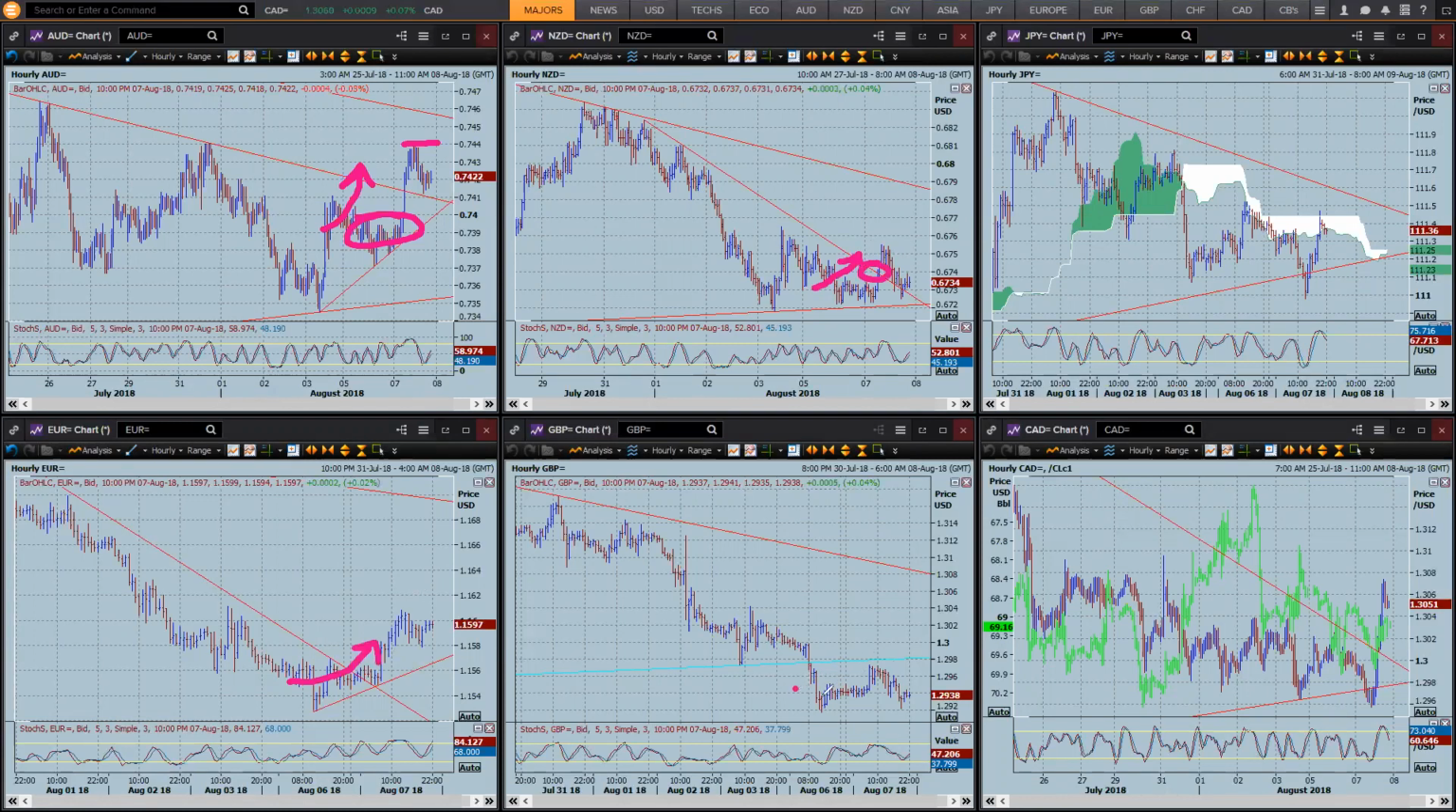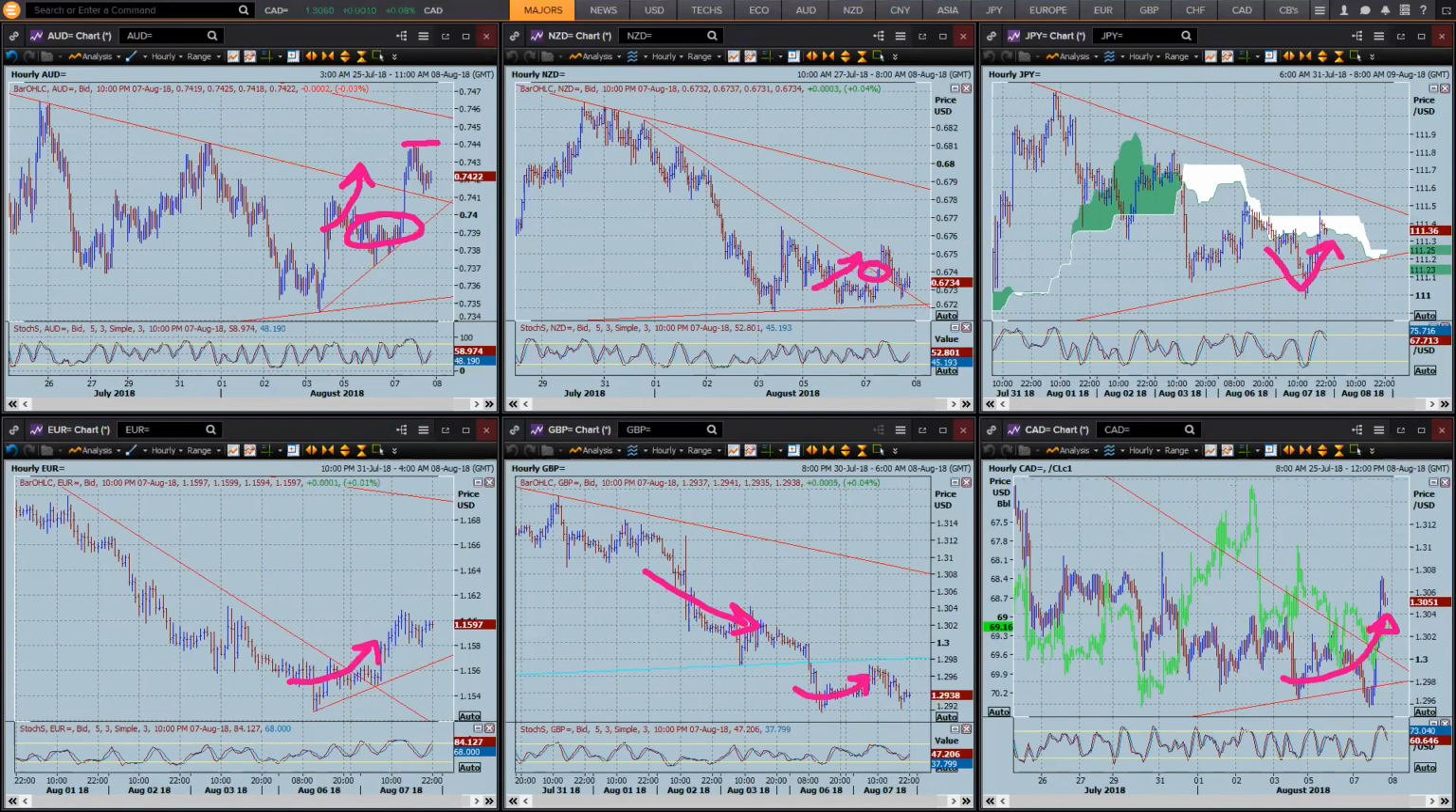Sterling had a bit of a muted move. I guess that's because of all the negative sentiment from Brexit, but it too did pop to the topside. We also had dollar CAD, which is a bit strange that it went topside whilst the other majors did as well, and a little bit of a glitch down in dollar yen and then back in the range.